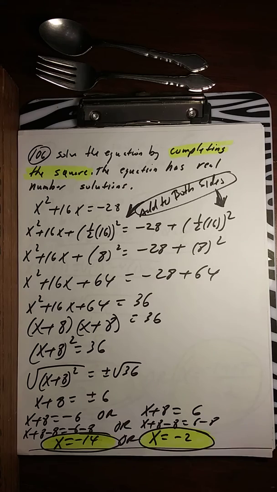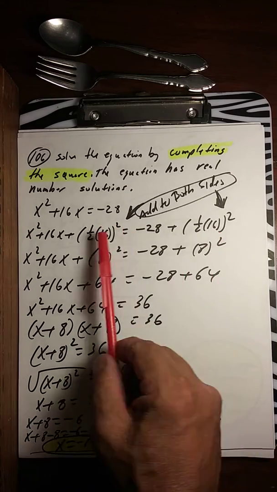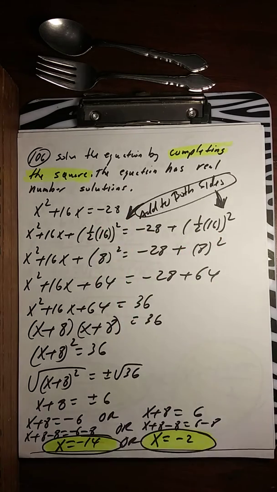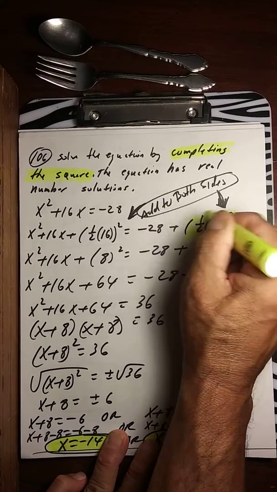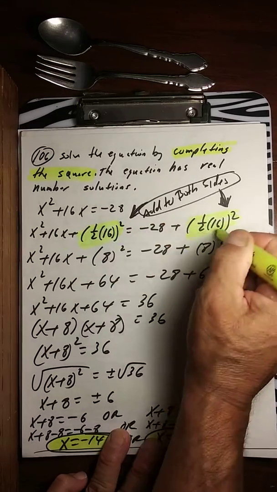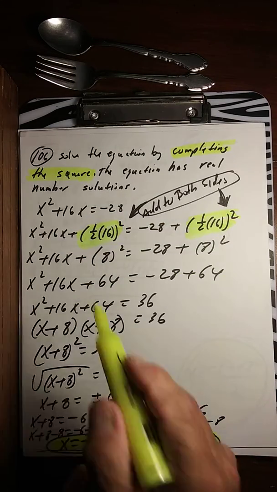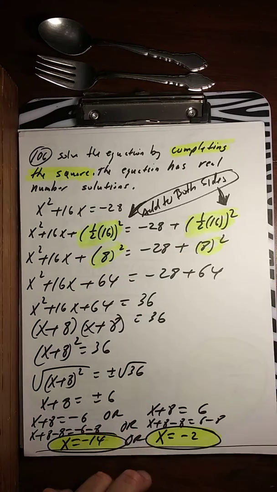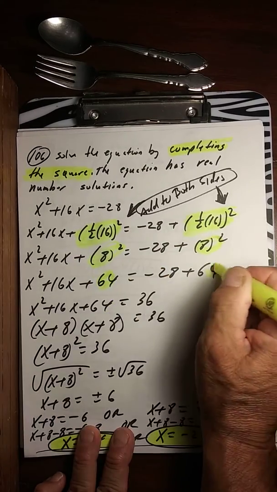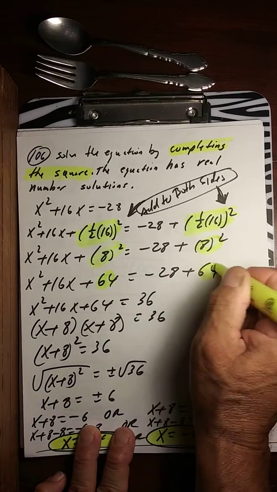Solve the equation by completing the square. So we're going to add to both sides half this number squared. Okay, this is the tricky part right here. We're going to add to this side and to this side half the number 16 squared. Now this is going to become 8 squared and 8 squared. And 8 squared is going to be what? 64. Okay, y'all see that right there?